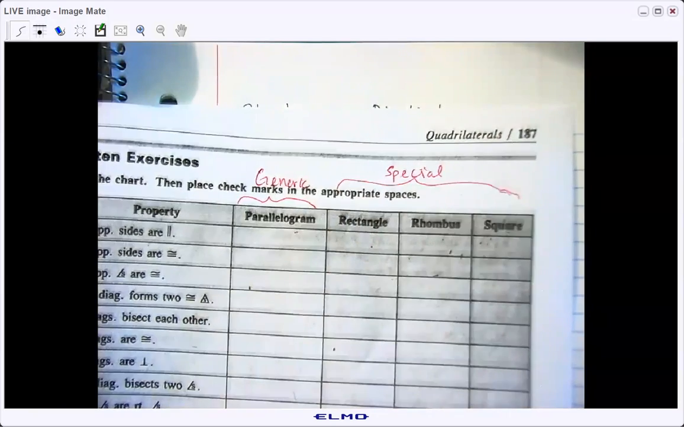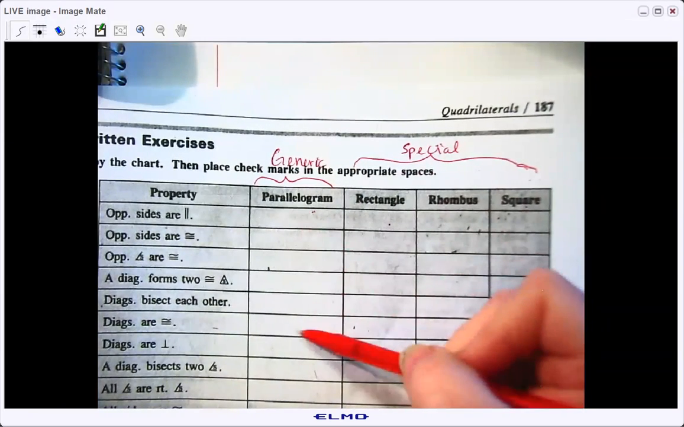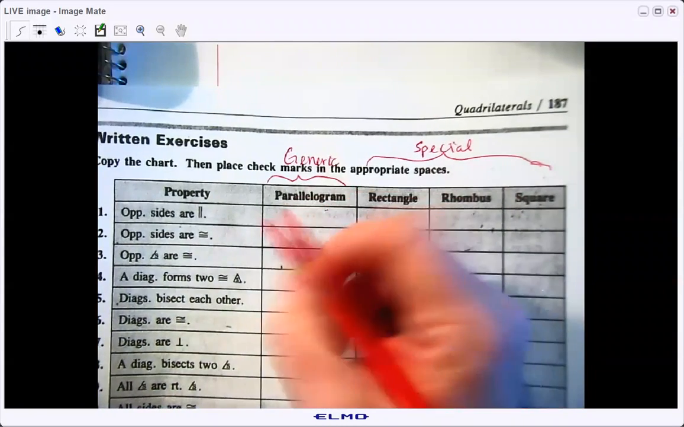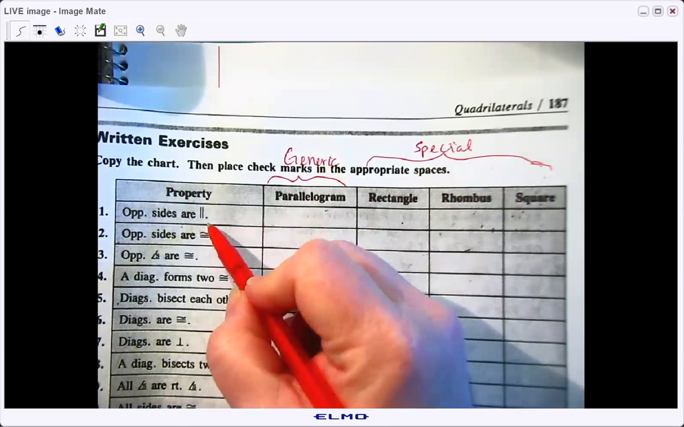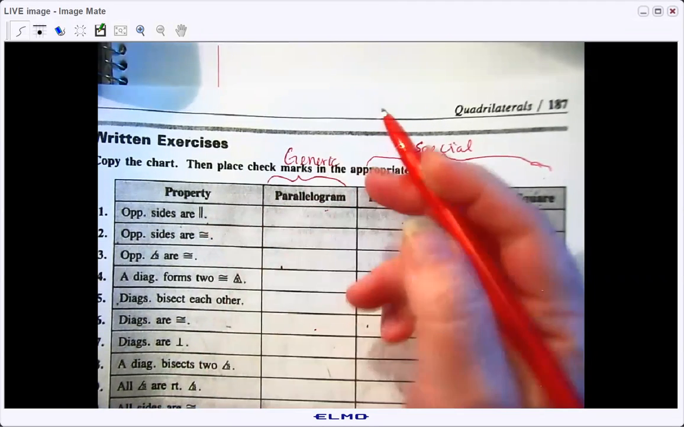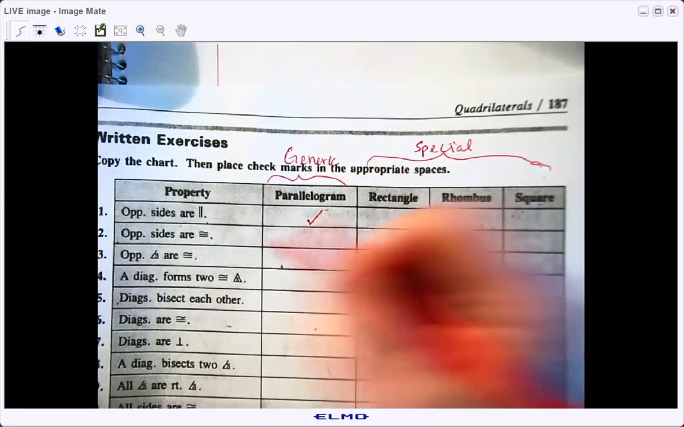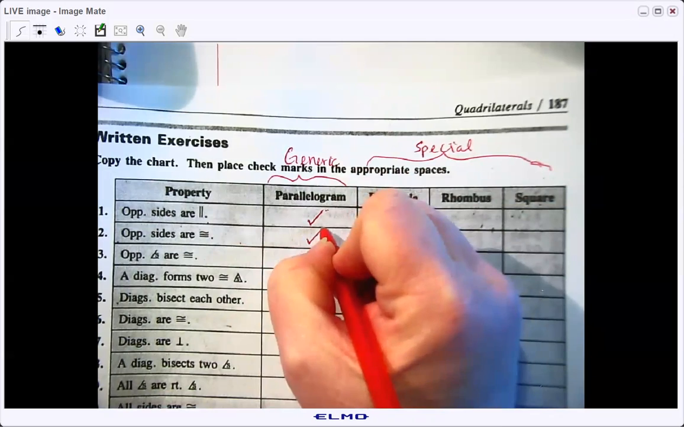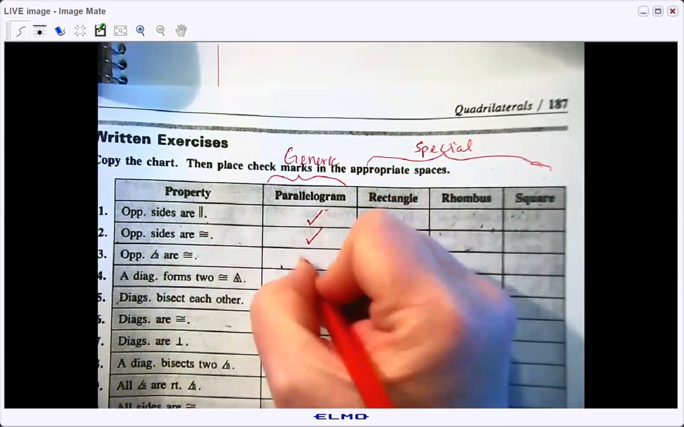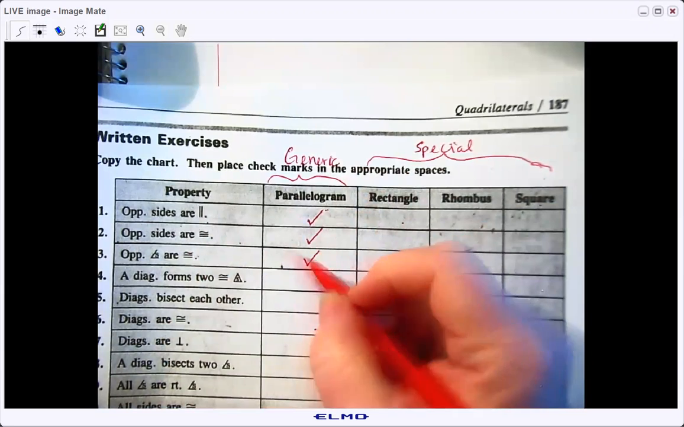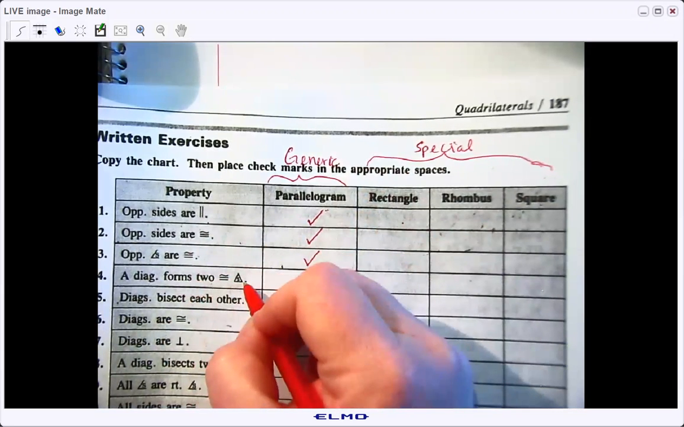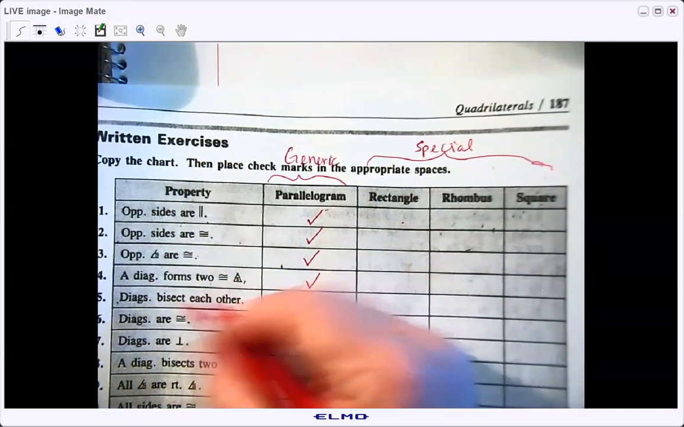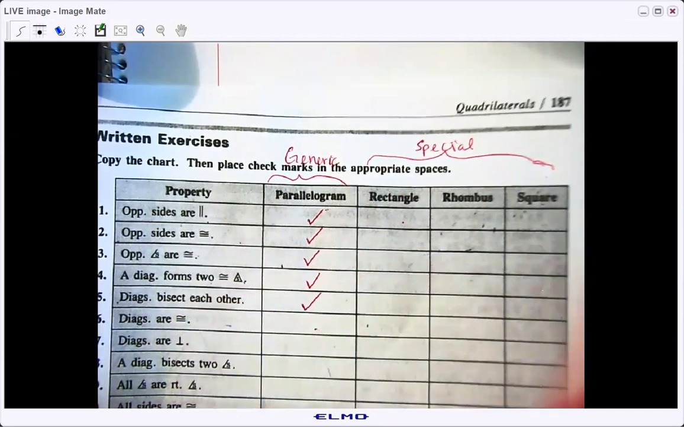Okay. So these are special parallelograms. So what's true for the generic parallelogram will also be true for the others. Is it true that the sides are parallel? Yes. The opposite sides are also congruent. The opposite angles are equal. Remember, we just went over that. We didn't go over this one too much, but the diagonals do form congruent triangles. Okay? And last, the diagonals do bisect each other. That's why we did all those problems.